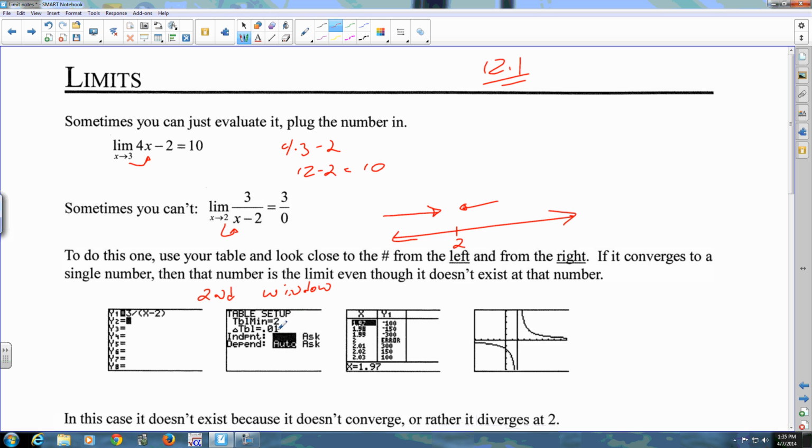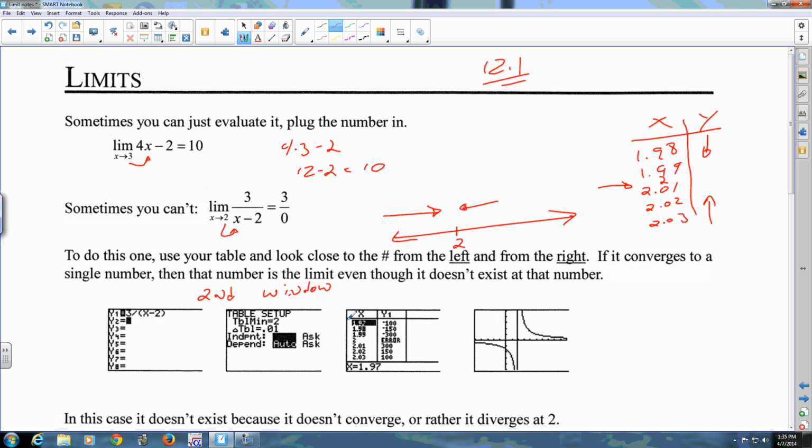I need to take little tiny steps away, like how about 2.01, 2.02, 2.03, and likewise go backwards. 1.99, 1.98, and so on. So I need to create a table of values and see if the y values converge as you approach. Oops, I suppose the value of 2 needed to be stuck in there. The value of 2. Okay?